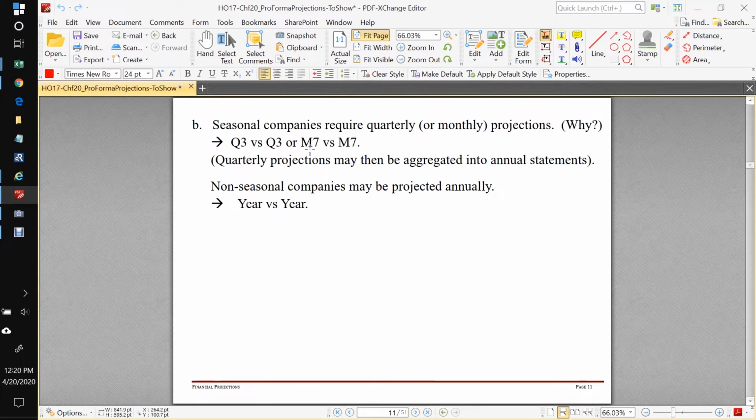All right, heads up that as we have already learned, seasonal companies we have to be careful about. When we did ratio analysis for seasonal companies, we had to do quarterly or even monthly comparisons year on year, and that's going to be true when we project forward as well. So if we have a seasonal company, we're going to have to project month by month or quarter by quarter, and non-seasonal companies we can project ahead year by year.